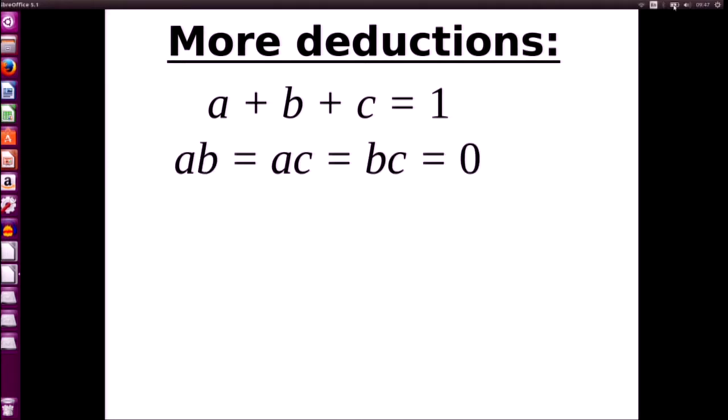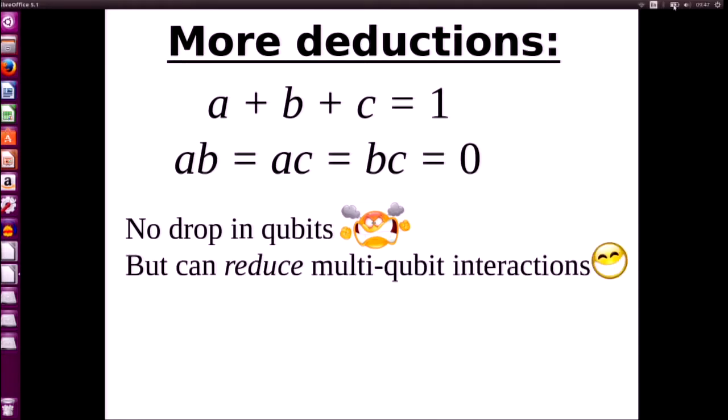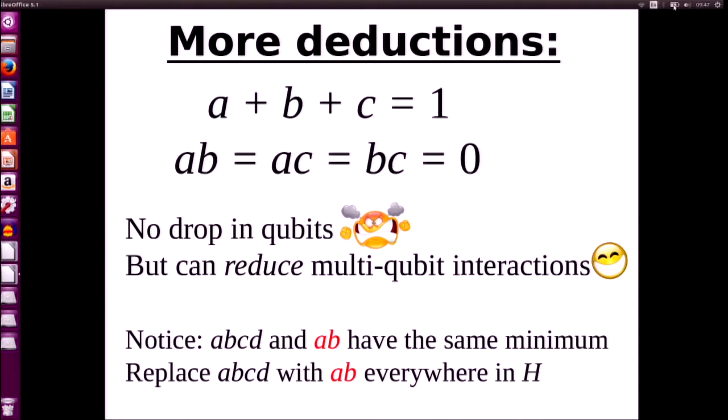Oh, brilliant. So if A and B were both 1, the left side is too big. So any pair of these variables has to be 0. So this doesn't drop the number of qubits. We still don't know what A, B, and C are. They can be anything. But we can reduce multi-qubit interactions if we find a pattern like this.